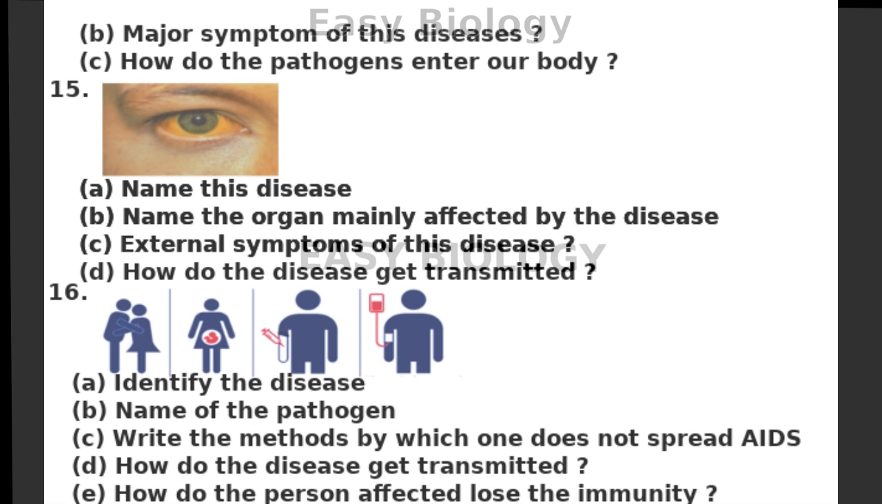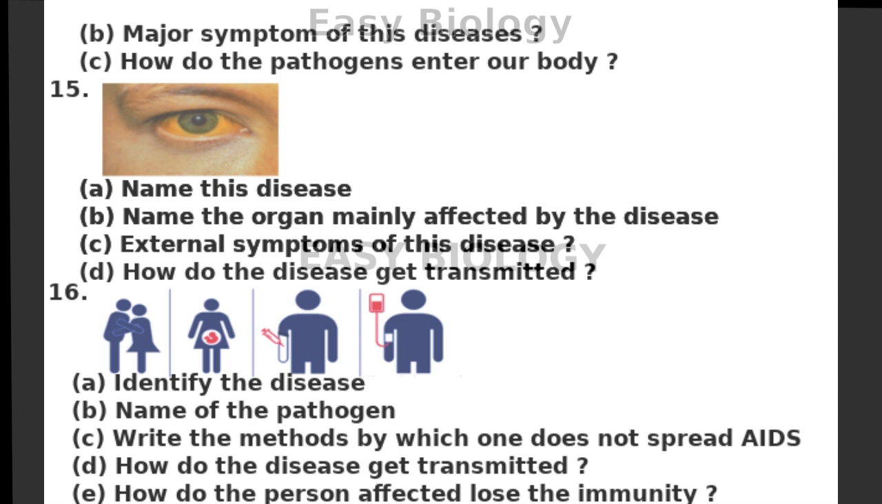Question 16D. How does the disease get transmitted? Answer: through sexual contact with an HIV infected person, from HIV infected mother to the fetus, by sharing needle and syringe contaminated with HIV components, through the reception of blood and organs contaminated with HIV.